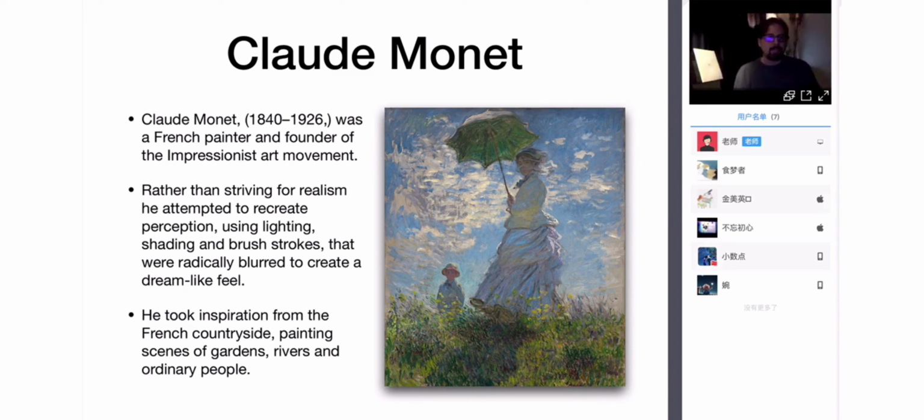And the inspiration that Claude Monet took was from the French countryside, painting scenes of rivers and gardens and ordinary people. So we saw this painting in the video, the woman with the parasol, his wife and child, from a unique angle. Again, the angle is important too. These Impressionist painters chose angles that had never been tried before, basically.